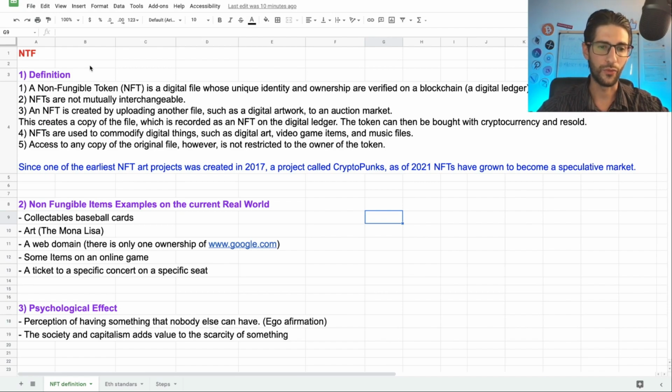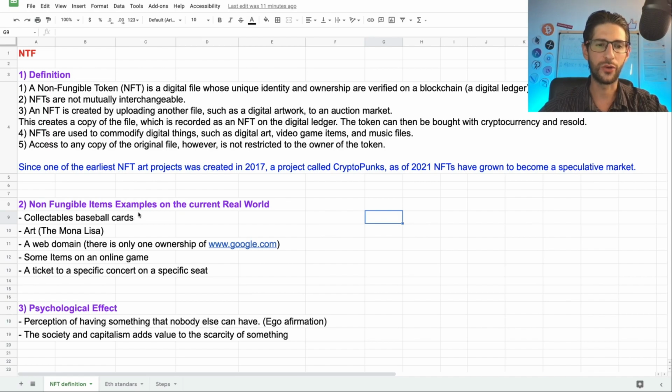NFT art projects were created in 2012, and a project called CryptoPunks, and as of 2021 NFTs have grown to become a speculative market. But even if we have the hype right now, we already had NFTs from 2017, and the first one was CryptoKitties, where they created this and attached it to the smart contracts of Ethereum. So it's not a new thing, but the hype has been increasing in the last month, I would say 4 or 5 weeks, and we are going to review that.